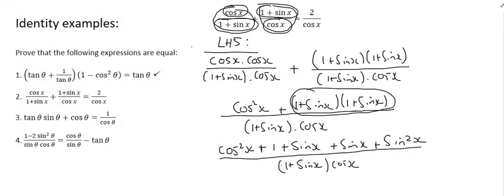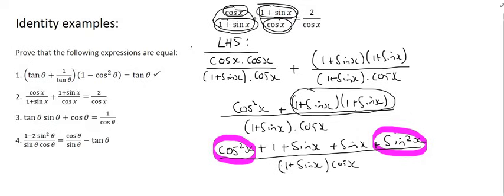Well, it means less terms, right? So straight away, and with practice you'll start to see this really quickly, straight away we can see this and this. Now what does that give you? Remember, cos squared x plus sin squared x, or sin squared x plus cos squared x, that simply gives you 1.